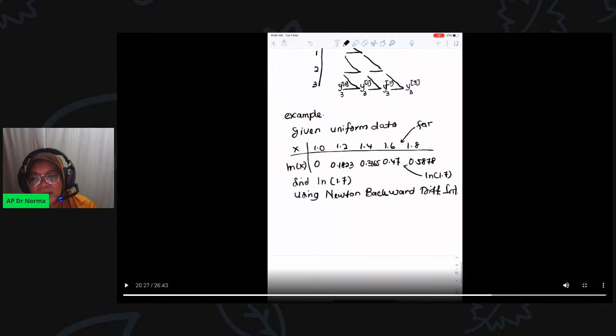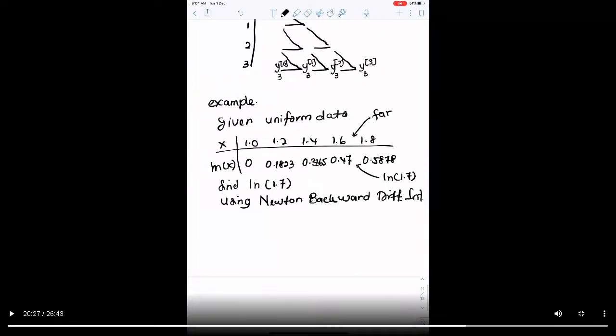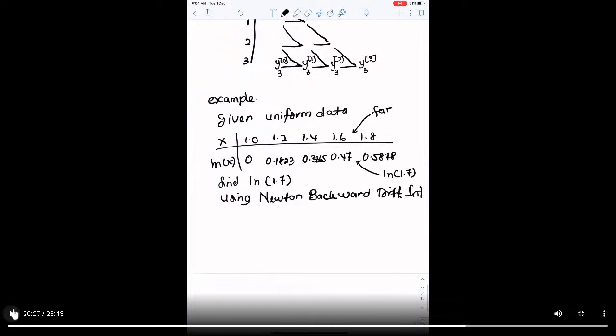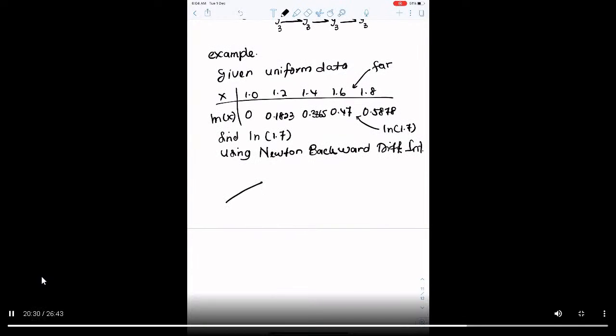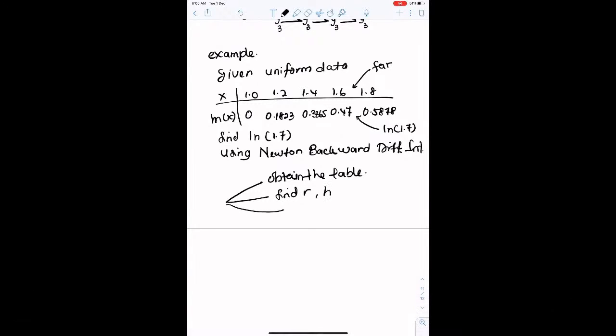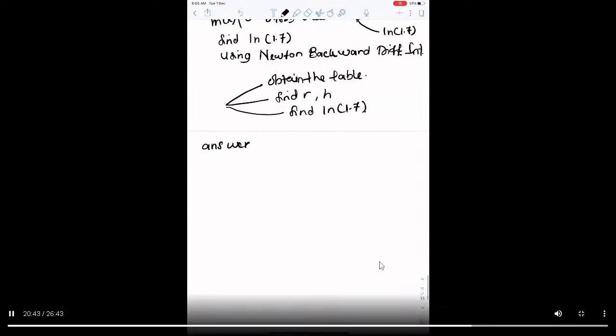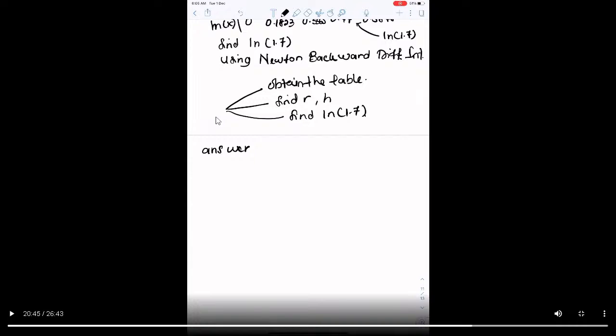All right. So now let's continue. We go to the same example, but the question now is different. I want to find the missing data, but the data is the last. So as usual, we need to obtain the table for Newton backward difference. We need to use the backward difference formula. We need to find R. R is x equals xn plus Rh, so R is x minus xn divided by h. What is h? H is the size of interval, familiar.